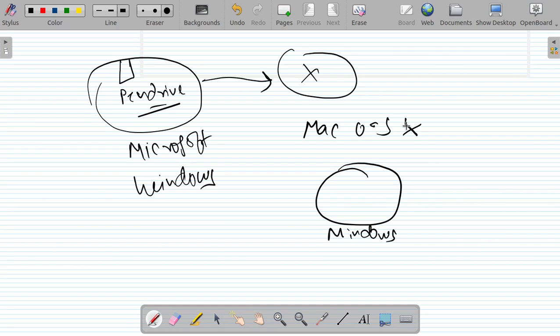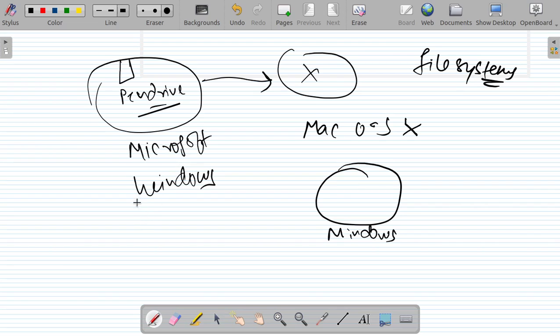Looking deep into this and studying many things called file systems, I finally understood why this was happening: my pen drive works on Microsoft Windows but not on the Mac operating system.